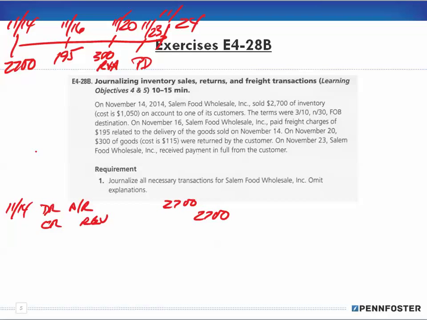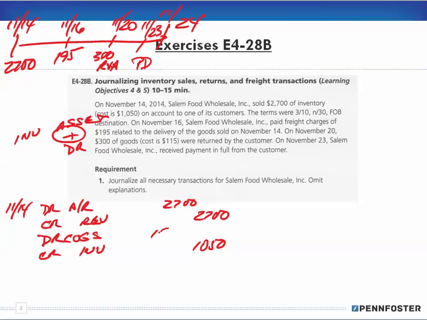Okay, and since inventory is an asset, right? Inventory is an asset, and for our assets the normal balance is a debit, meaning we increase assets on the debit side. Well, if we're taking that out of inventory, that means we need to credit our inventory for the cost of $1,050, and we have to debit something else. So that goes to our cost of goods sold, which is our expense account when we take it out of inventory. Okay. So that's the journal entry for the sale on November 14th.